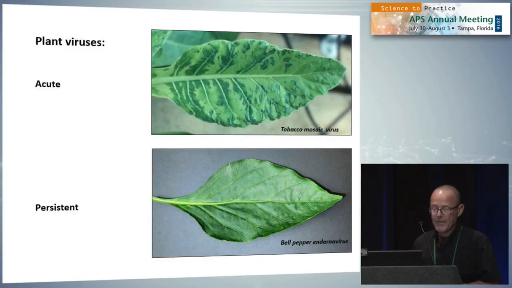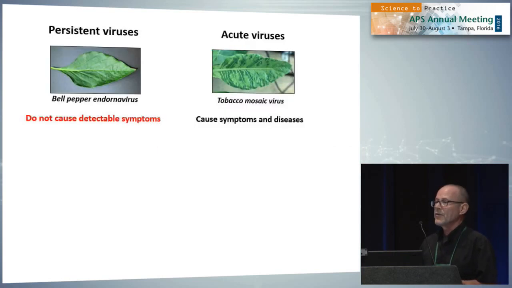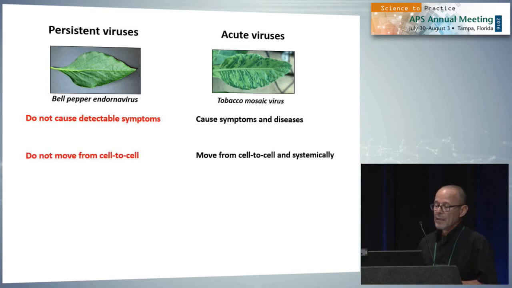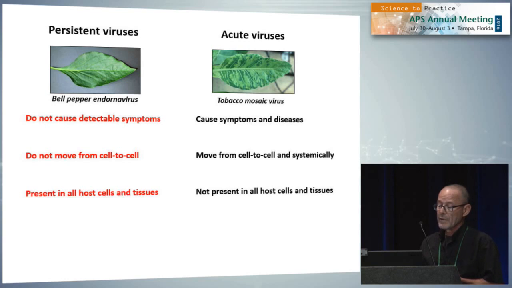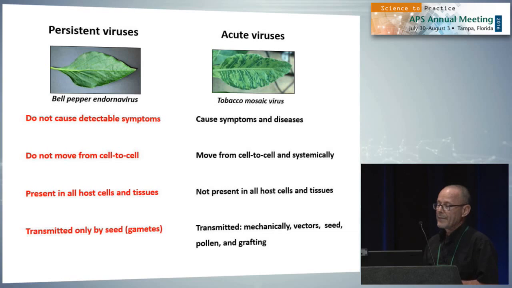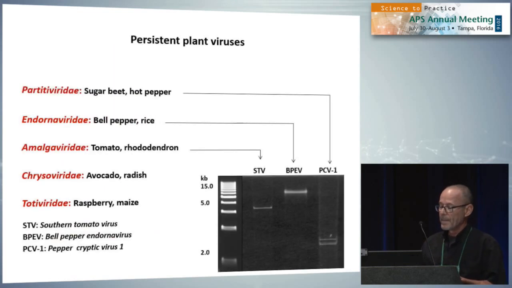Okay, let's divide plant viruses into two groups, acute and persistent. Persistent viruses essentially do not cause symptoms, or at least nothing that we can detect. They do not move from cell to cell. They don't have the movement protein, and therefore they are present in all tissues of the plant, in theory. They are transmitted only through seed, and more specifically, only through the gametes, only through pollen or the egg cell.